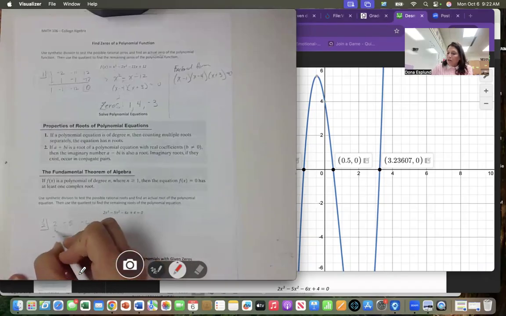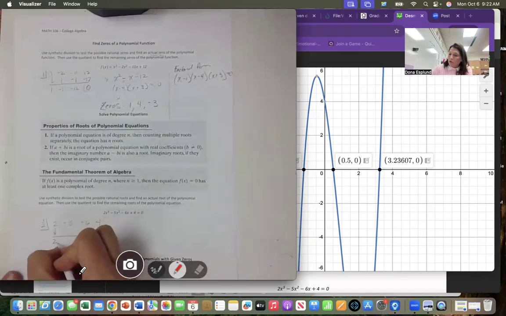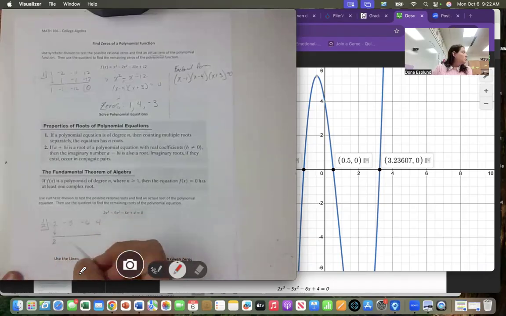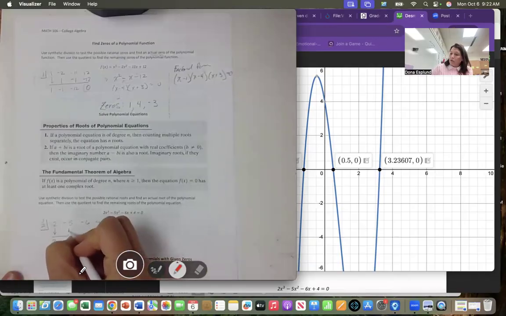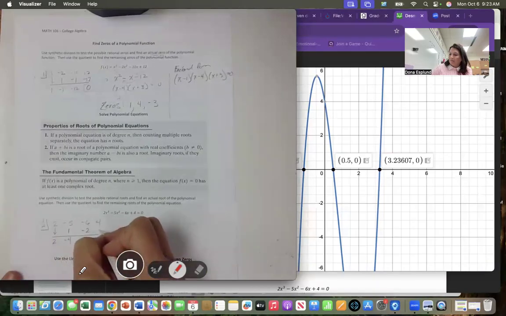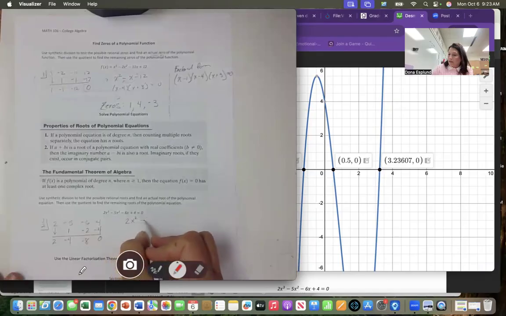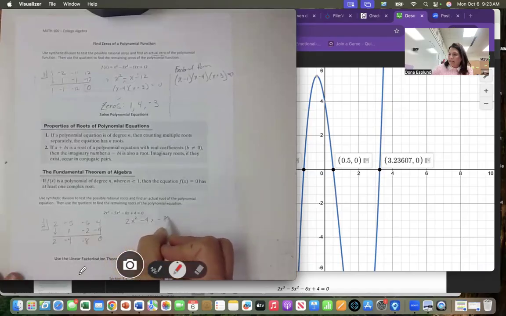So I'm going to start off, I'm just going to drop my 2 down. So 2 is going to go there. 2 times 1/2 is 1. So then I have -5 plus 1 is going to be -4. -4 times 1/2. Perfect. So that means that I have a reduced polynomial of 2x squared minus 4x minus 8.